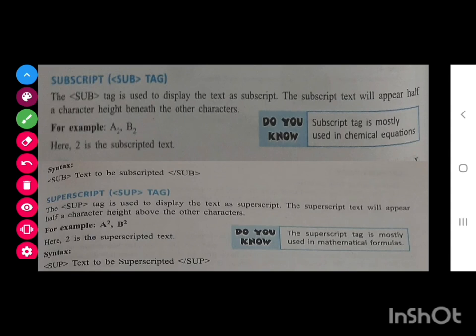So class, let's move to our next topic. The next topic is very important, class. This question often comes in your board examination: how to write A2, how to write B2. So this is a subscript. Sub is a tag name that you can give before and after this 2, then this 2 will appear down. Similarly, sup, if you want to write a square, b square, in that condition this 2 you have to write within the sup tag.